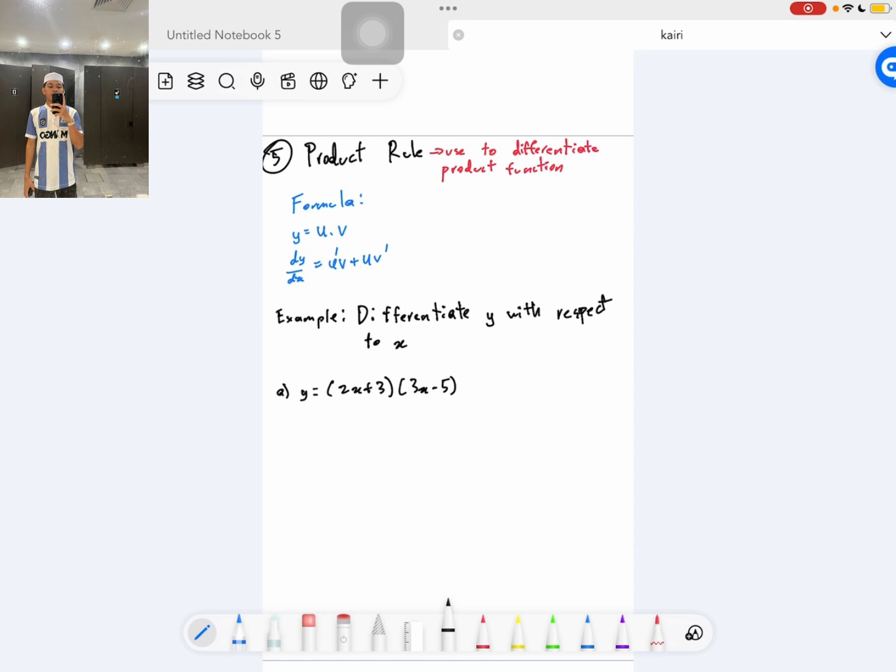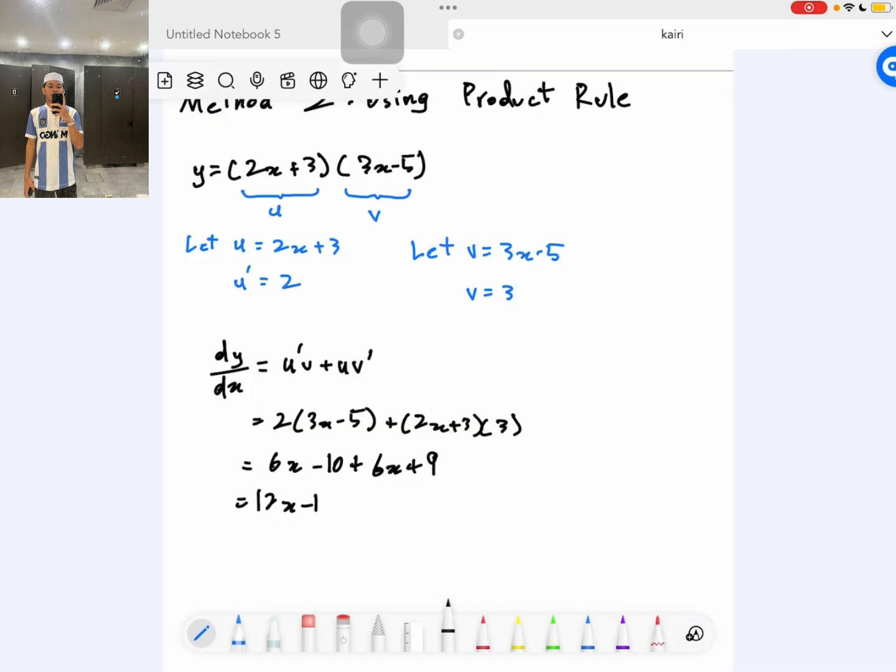Okay, for the fifth one is product rule. It is used to differentiate a product function. The formula is u prime v plus u v prime. To use product rule, we will separate the equation into two different variables, u and v, then we will differentiate them, substitute into our formula, and simplify to get the answer.